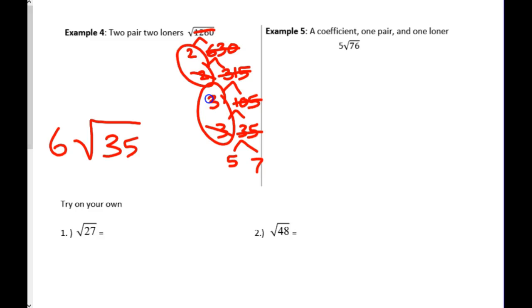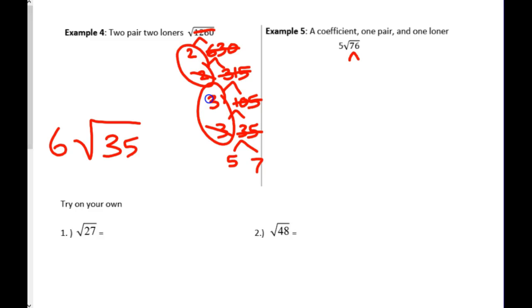All right, example 5, though. On example 5, it asks us to find the square root of 76, but there's what in front of it? 5. So that's called a coefficient. Does everyone see that that's different? So there's an extra little step there that we need to know. I'll be honest with you. This is the one most people get wrong, and I'm going to show you exactly where people get it wrong, so you can avoid that. But we're going to start it off the same way with the factor tree.